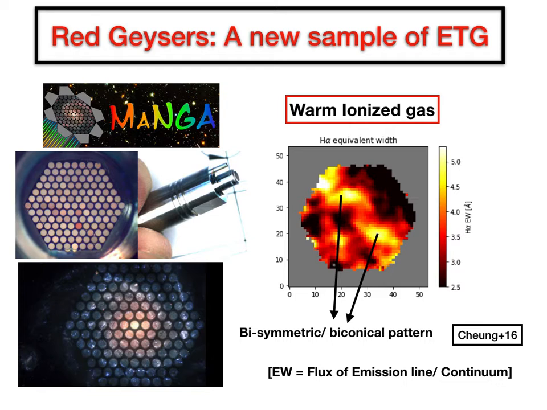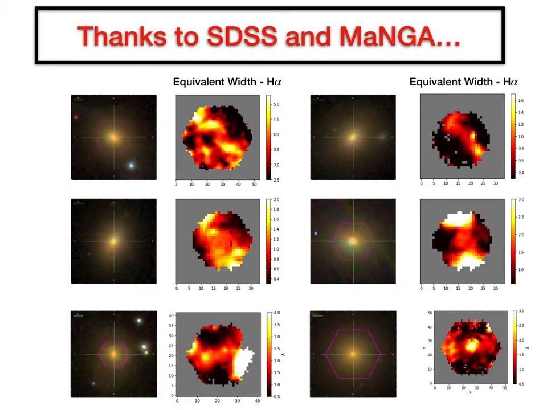On the right, we are looking at a spatially resolved 2D map of H alpha equivalent width in an early type elliptical galaxy. Equivalent width is basically like flux, so this map is showing you the spatial distribution of warm ionized gas. And we can see this bisymmetric or biconical feature that looks like a fountain or a geyser. That's where the name red geyser came from. And not just one, we have many such examples, and all of them show this bisymmetric or biconical feature in the warm ionized gas map.